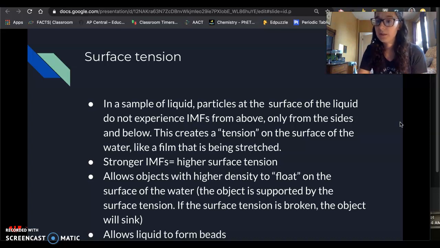This is also what allows water to form beads. So like when it's raining outside and you see beads of water streaming down your window, that's due to the high surface tension of water.